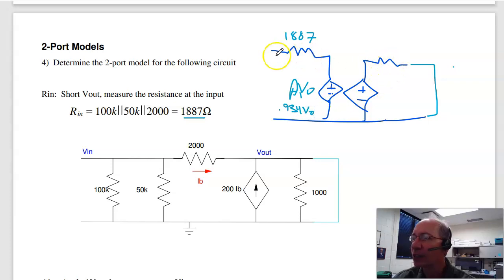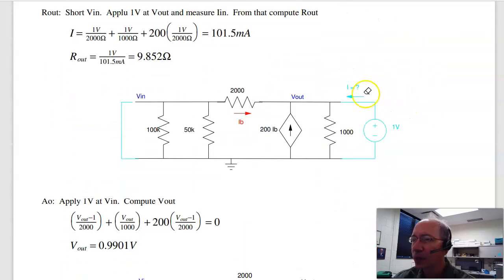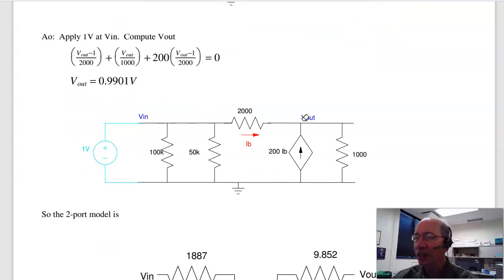To find the output resistance, short the input, measure the resistance at the output. If it's not obvious, add like a 1 volt test voltage and calculate the current. In this case, the current is going to be 1 over 2K plus 1 over 1K plus 200 times 1 over 2K, giving you 101 milliamps. The resistance then is voltage over current. 1 volt drew 101 milliamps. It must be 9.8 ohms. That's the output resistance.